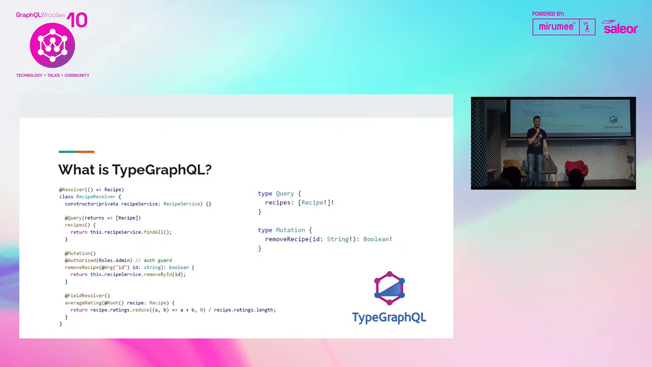But it's not only for declaring the simple types. It's also for the code fields, like for the resolvers. So we have the definition of the queries and mutations in our normal classes, like the services. TypeGraphQL also supports dependency injection using constructor injection. You can also define field resolvers for different types, and also have some built-in capabilities like the authorization layer built-in or integration with validation frameworks. So in this example, we have the recipe resolver, which is declaring, corresponding to the SDL, the type Query with recipes operation and the removeRecipe mutation.